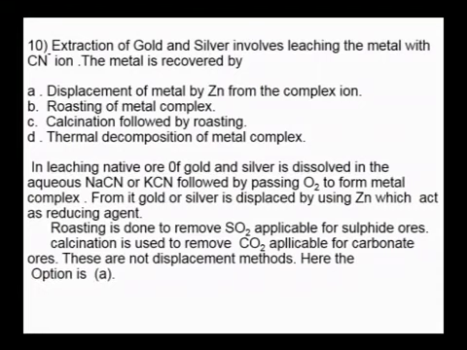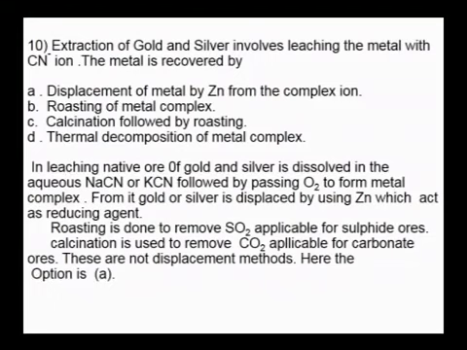In the extraction of gold and silver involves leaching the metal with cyanide ion. The metal is recovered by displacement of metal by zinc from the complex ion. B. Roasting of metal complex. C. Calcination followed by roasting. D. Thermal decomposition of metal complex. So once again let us see the question. Extraction of gold and silver involves leaching the metal with cyanide ion. The metal is recovered by.